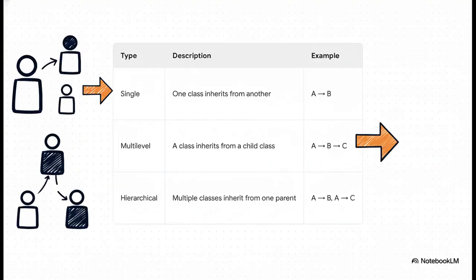You've got 3 main types. First, single inheritance. Super simple. One parent, one child. Then you have multi-level inheritance. Think of this like a direct line of succession. A grandparent class, a parent class, and then a child class. And finally, you have hierarchical. This is like siblings. You have one parent class, but multiple different child classes inherit from it.